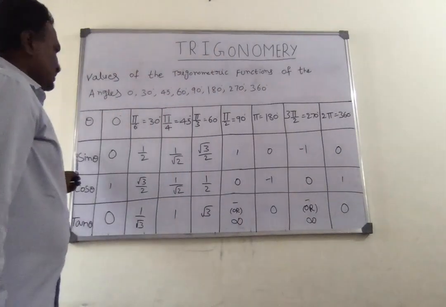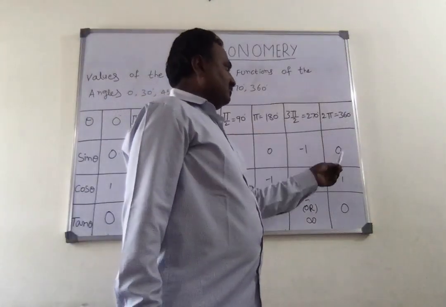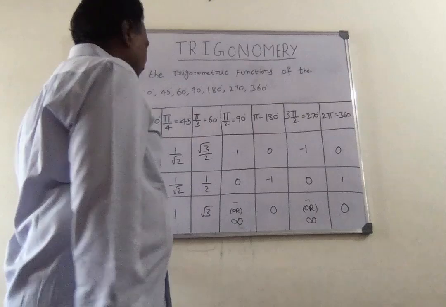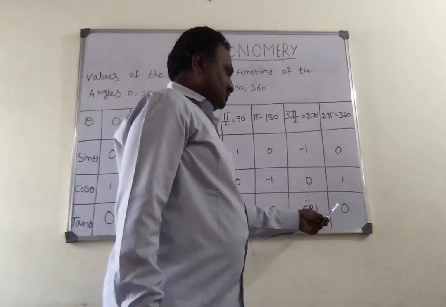And similarly, sin 360 degrees equal to 0, cos 360 degrees equal to 1, tan 360 degrees equal to 0.